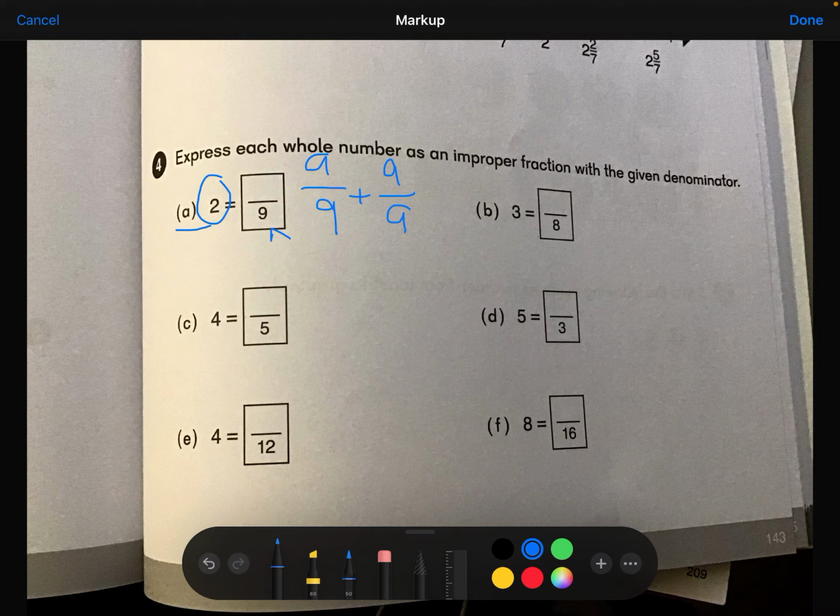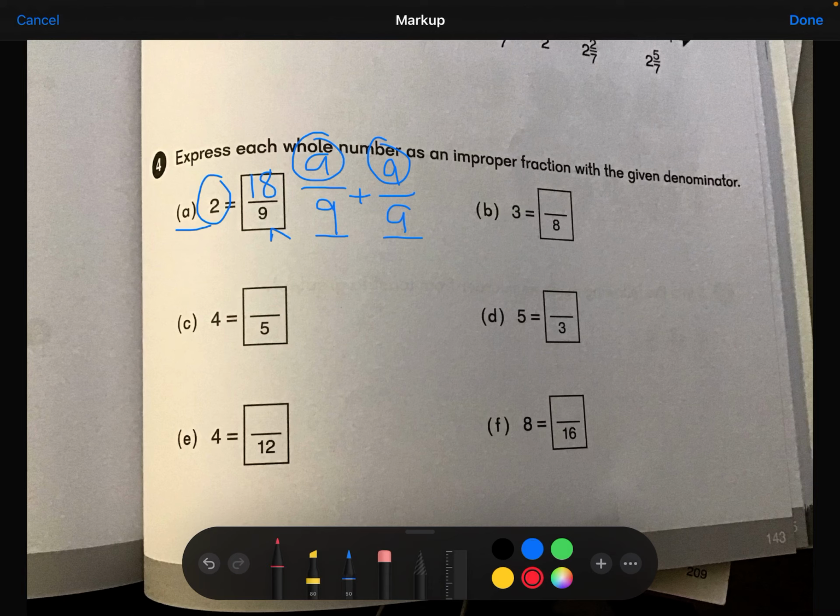In order to figure out one improper fraction that represents both of them, we need to combine them. And we're only combining the numerators because we're not changing the number of pieces that are needed to make our whole. And 9 plus 9 is 18, giving us our improper fraction for that whole number. So let's take a peek at B now.